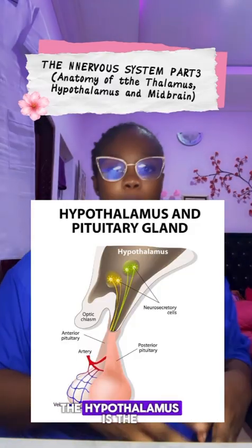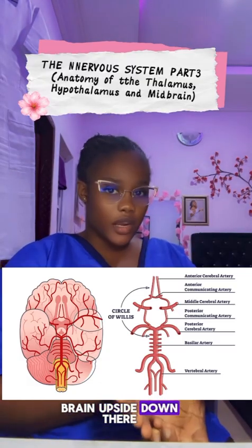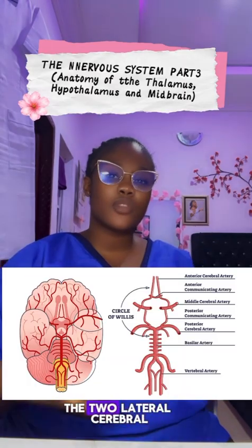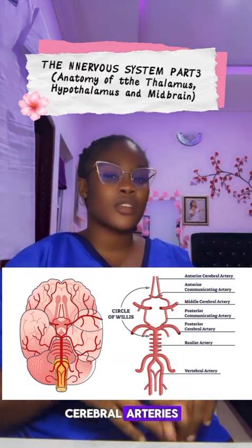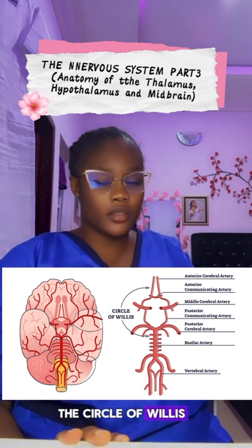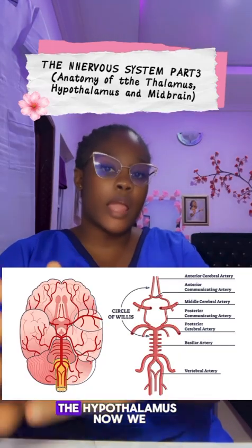So the blood supply to the hypothalamus is the circle of Willis. Now the circle of Willis, if you turn the brain upside down, there are large arteries: the anterior cerebral arteries, the two middle cerebral arteries, and the posterior cerebral arteries. They all empty into that middle. Now that middle is the circle of Willis. So the circle of Willis is responsible for the blood supply to the hypothalamus.